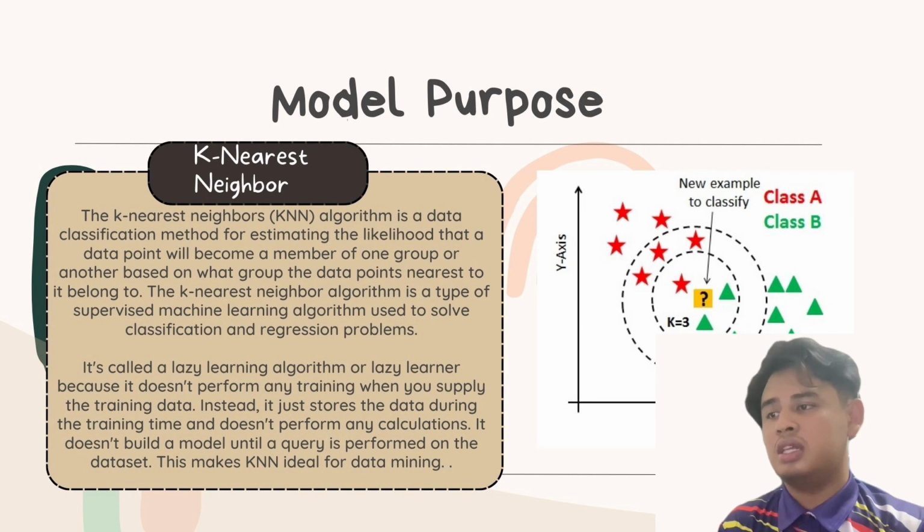It's called a lazy learning algorithm or lazy learner because it doesn't perform any training when you supply the training data. Instead, it just stores the data during the training time and doesn't perform any calculation. It doesn't build a model until a query is performed on the dataset. This makes KNN ideal for data mining.